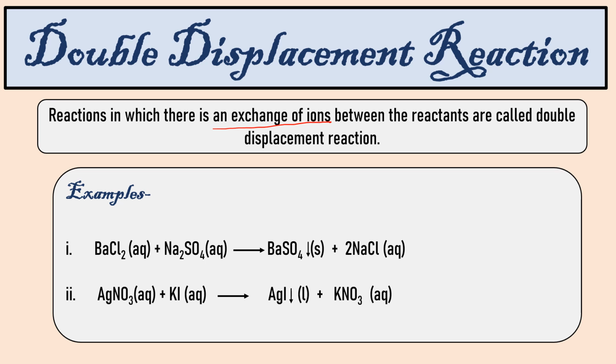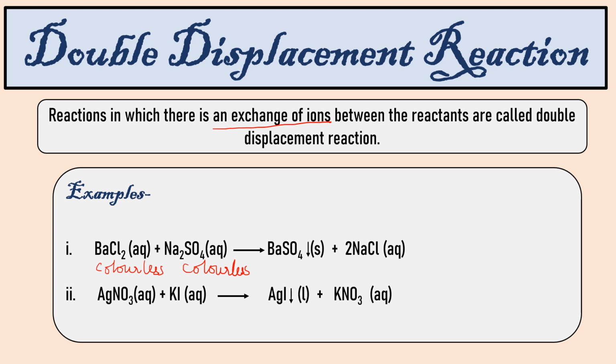Okay, now you see the first example, barium chloride. It is in aqueous state, in brackets I have written AQ, that means the salt is dissolved in water. After dissolving we get a colorless solution. Sodium sulfate when dissolved in water is also colorless. If we take these two in two different test tubes, both are colorless.